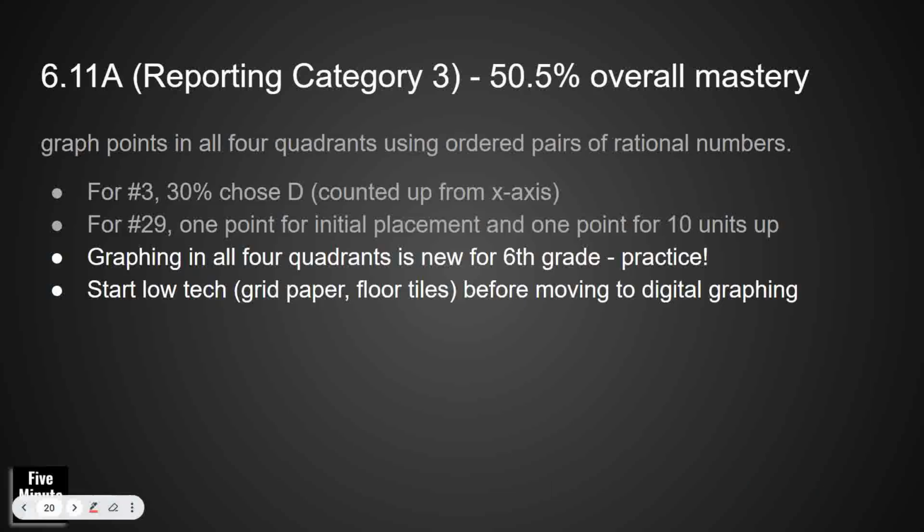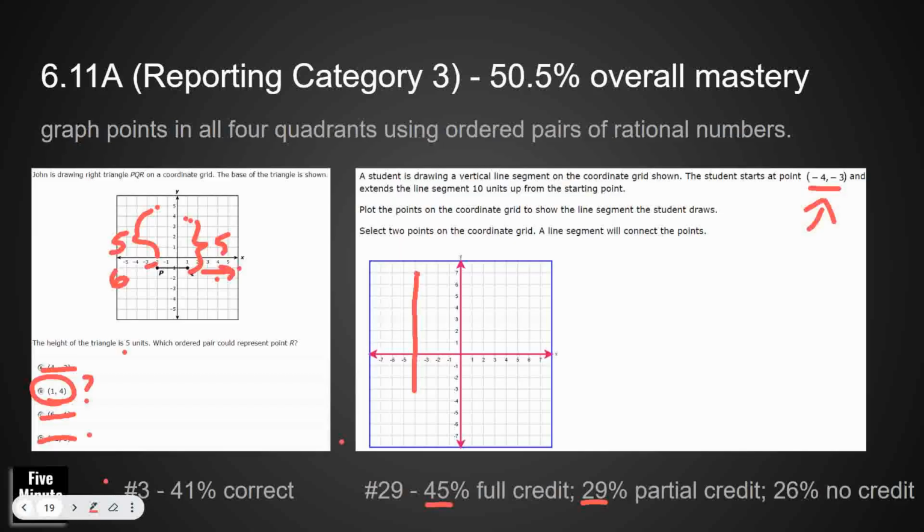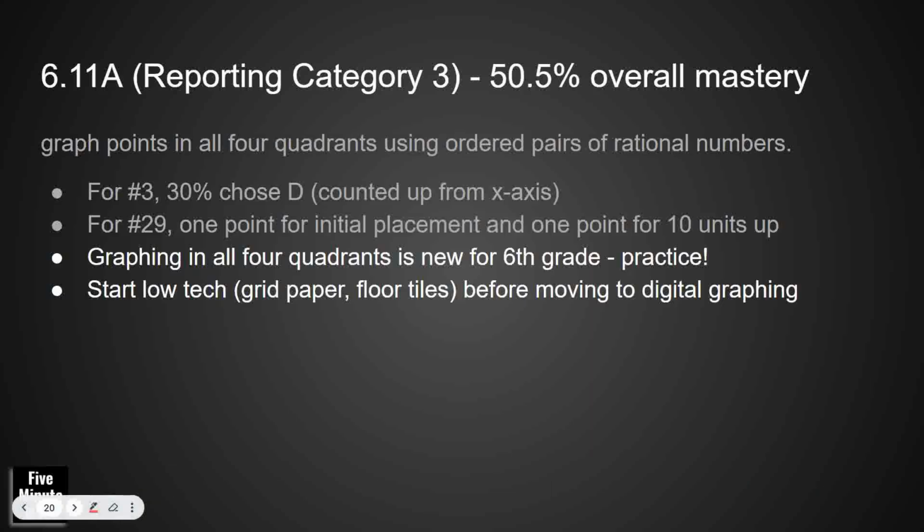So what does that mean for us as educators? Well, for number 3, 30% chose that D that we thought might be a distractor. When they counted up from the x-axis, 30% chose that, only 41% got it correct. So they knew they were close to the 5, but they chose D, counting up from the x-axis rather than counting up from the actual point, which is at -1, because that ended up being 6. And for 29, 1 point was for the initial placement, and then 1 point was for 10 units up. We don't know which one the partial credit students got.